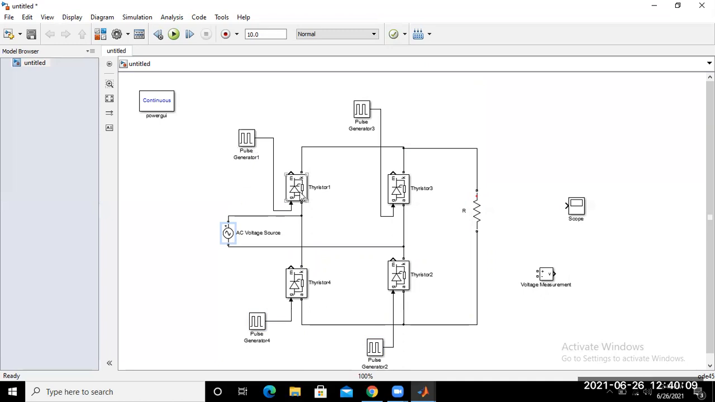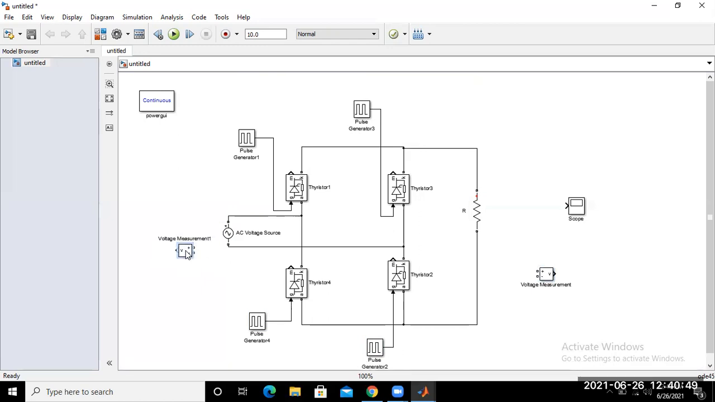So when, in the positive half cycle, thyristor 1 and 2 are in forward bias, and you provide the gate pulse to thyristor 1 and thyristor 2, the thyristors go into conduction mode. Before that, we can connect the voltmeter for the measurement of the input voltage waveform and the output voltage waveform. So just connect the voltmeter. Where is the voltmeter? Yeah, here. Just create one voltmeter here.